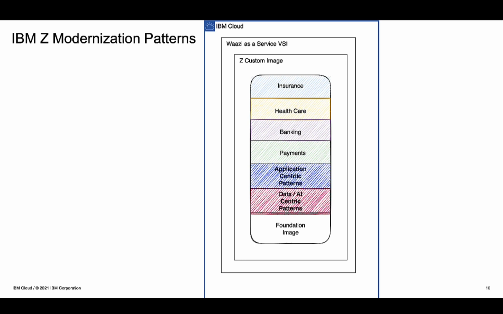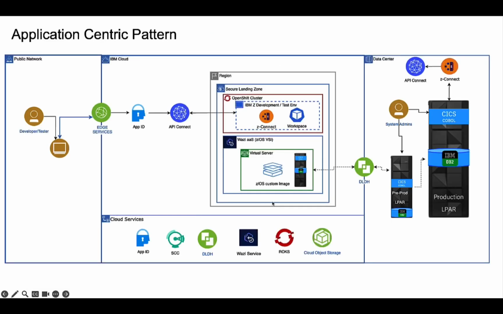In the interest of time, I'm going to talk about only the application-centric pattern, and we will see a demo on how we can extend the mainframe applications to external enterprises and customers using APIs. In the application-centric pattern, I'll show you a demo to showcase API development using WASI as a service on the IBM Cloud Financial Services environment to expose the mainframe COBOL functions using APIs. We will use the z/OS Connect component, which will allow you to expose the mainframe functions using open APIs.